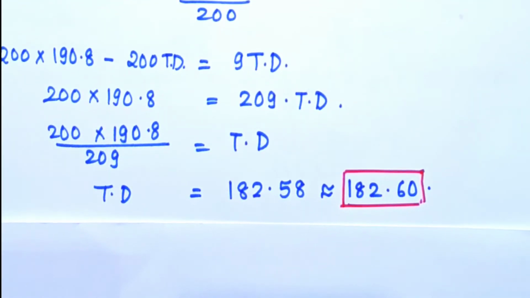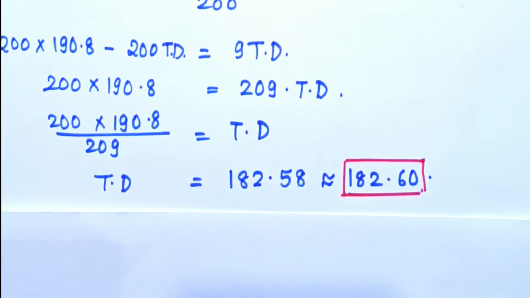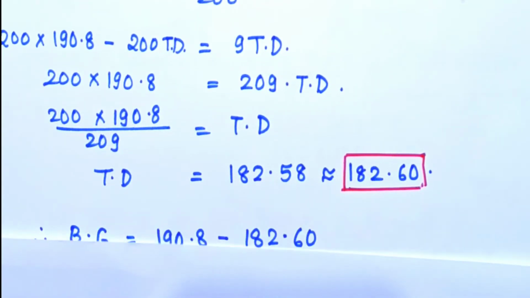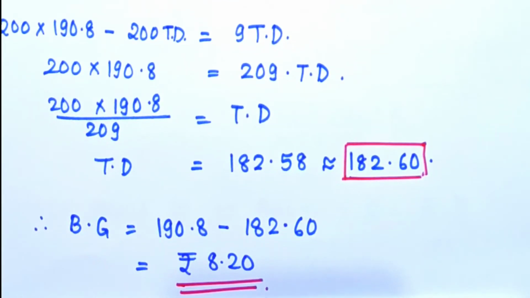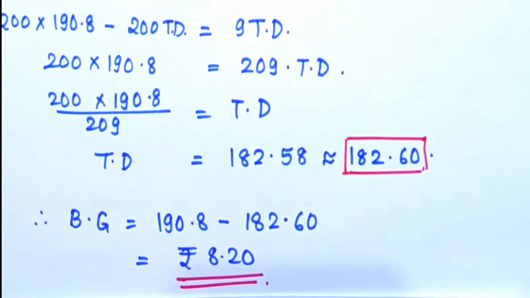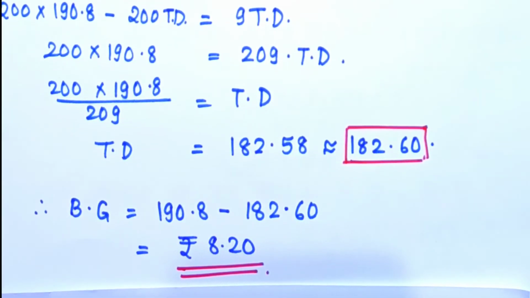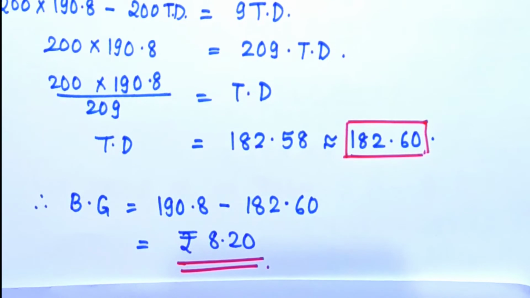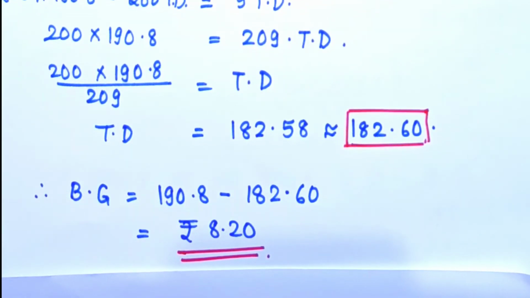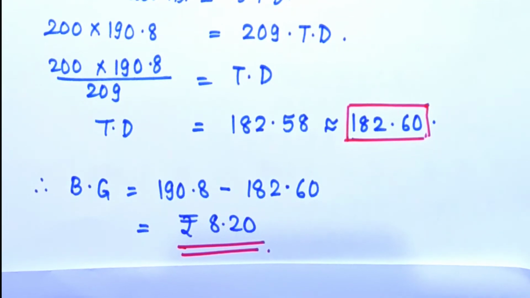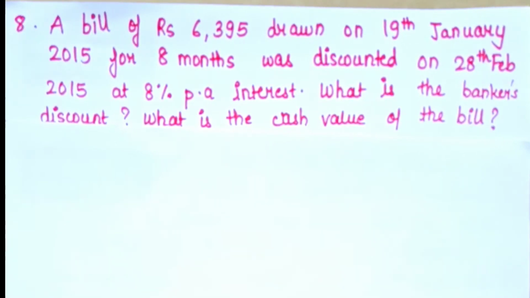Once you get the value of true discount, you already know the value of the banker's discount. You can easily find out the banker's gain by putting both the terms here, and you'll get the answer. The answer you have got for banker's gain is rupees 8.20. Please cross check your answer. If there's any mistake, please let me know in the comment box. Okay, so we move on to the next sum.